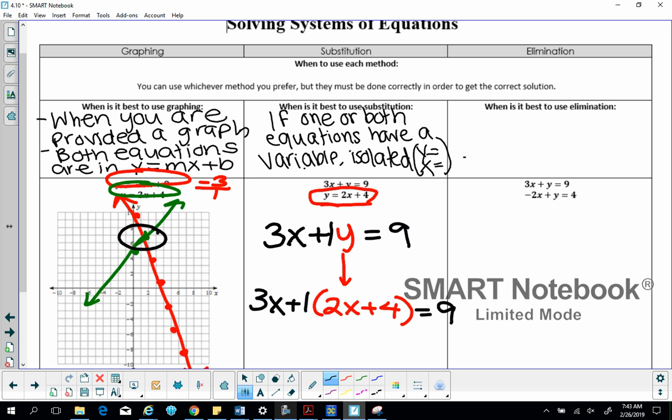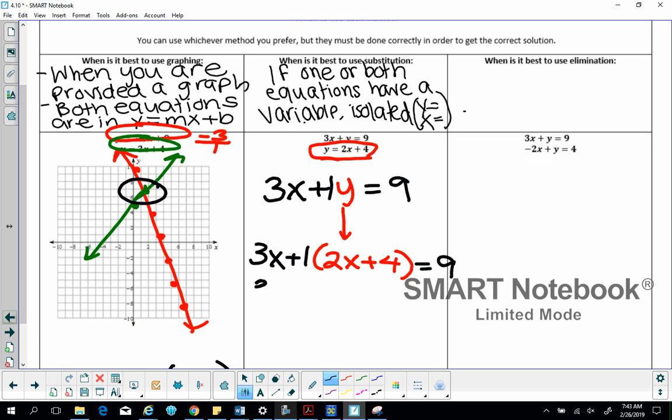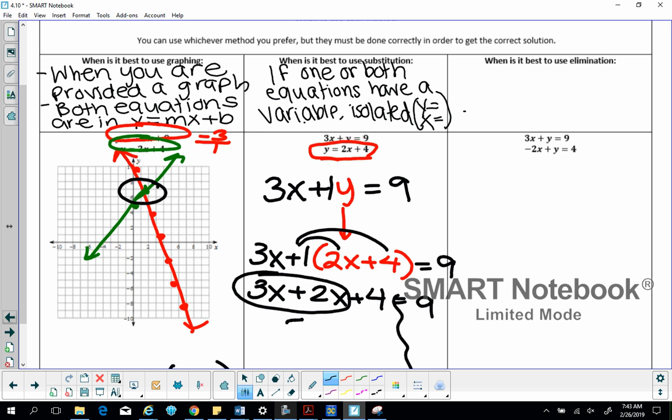Then I solve. So I bring down 3x, and then I distribute 1 times anything is that same number. So you end up getting 3x plus 2x plus 4 equals 9. Then I need to combine like terms. Jasmine, which two terms can I combine? Yep, 3x and 2x because they're on the same side of the river. What is 3 plus 2? Beautiful. 5x plus 4 equals 9.